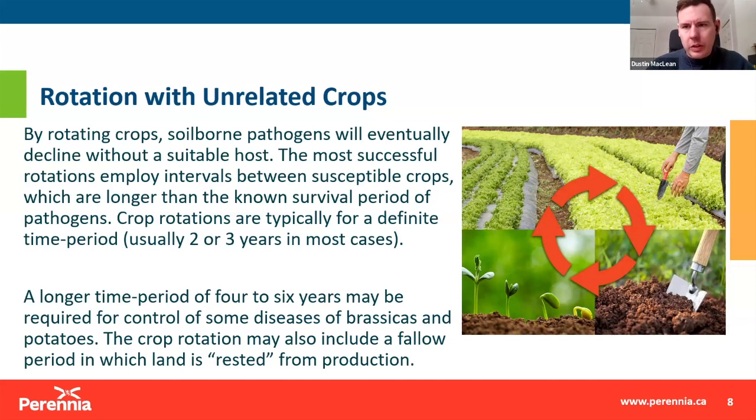and potatoes. So when you're dealing with pathogens that produce very resilient spores that are able to survive in the soil, things like Pythium, as well as, if anyone's familiar with clubroot, Plasmodiophora, they're capable of surviving sometimes in the soil for up to 20 years. Then you're dealing with a significantly longer rotation. The crop rotation may also include a fallow period in which land is rested from production.